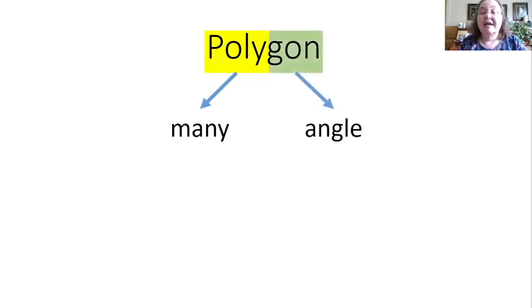Today we're going to start to talk about polygons. What is a polygon? Well, that word polygon comes from Greek. Remember when we studied about Greece and Rome? That word poly means many, and the gon means angle. So we're going to be looking at things that have many angles.